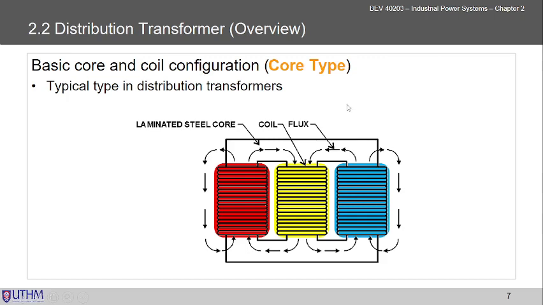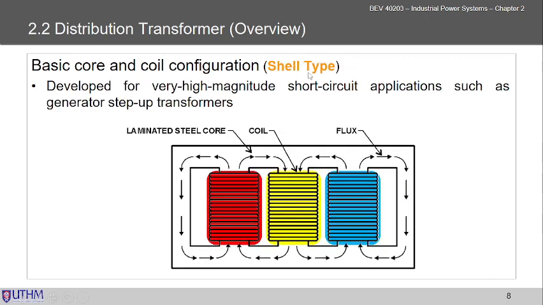I don't want to talk much on that because this is very basic. We have basically the core type of transformer and the shell type of transformer. This shows you the core type of transformer, which is typically used in the distribution transformer. And the shell type transformer normally is used for the generator. It's used at the generation site, or the step-up transformer. As I told you just now, that is the power transformer.